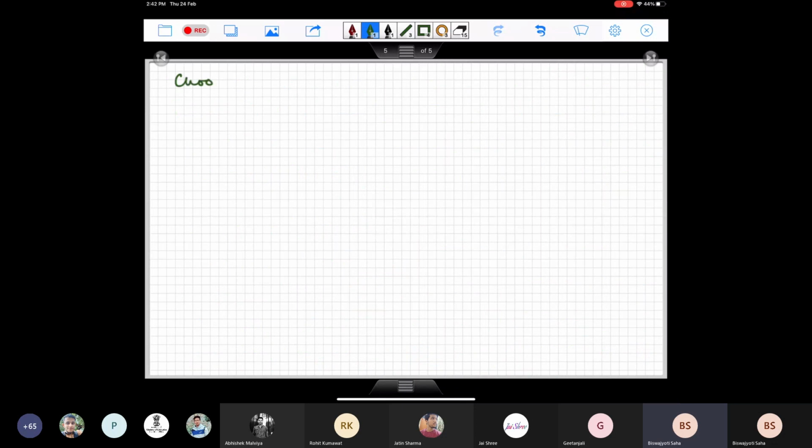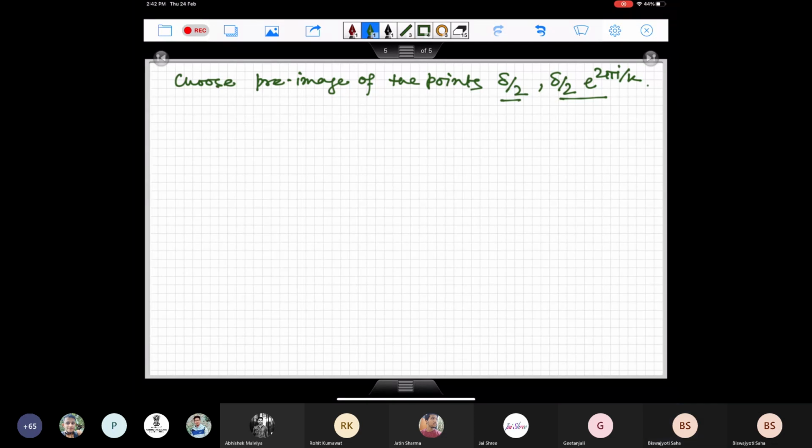So choose pre-image of the points delta by 2, that's number 1, and followed by delta by 2 times e power 2 pi i divided by k. Remember k is strictly bigger than 1, so therefore these two are different numbers. Clear? Yes, sir. So these two are different numbers, and I can choose pre-images.